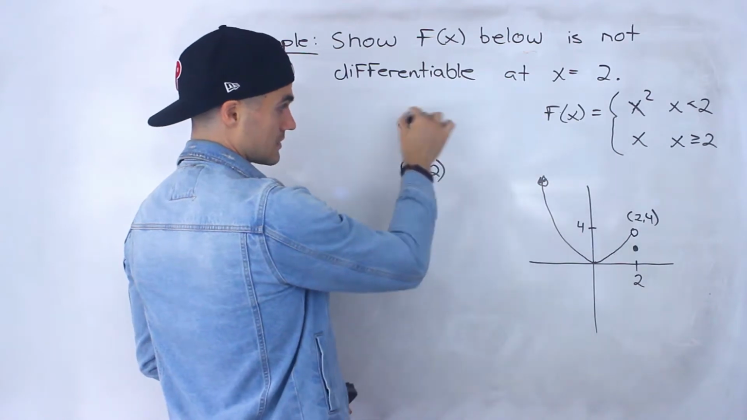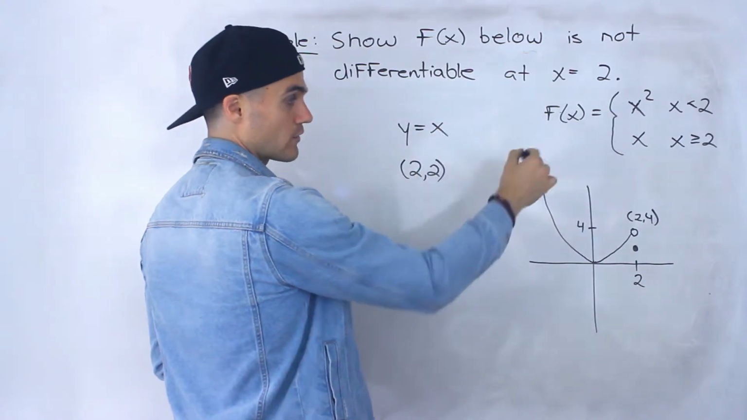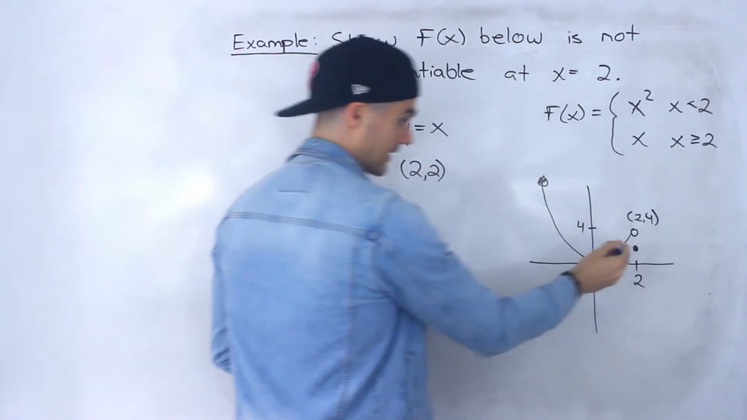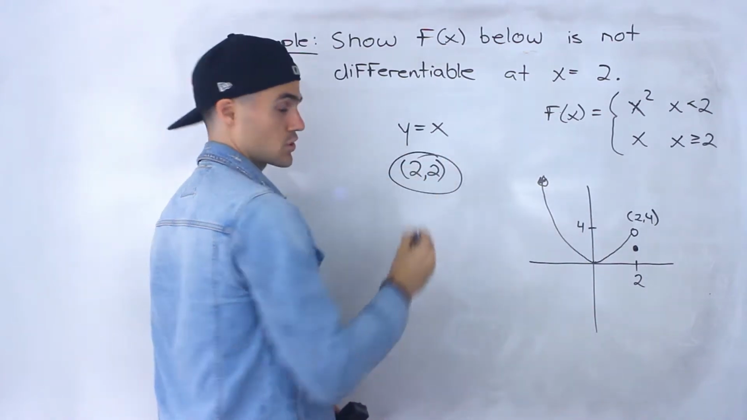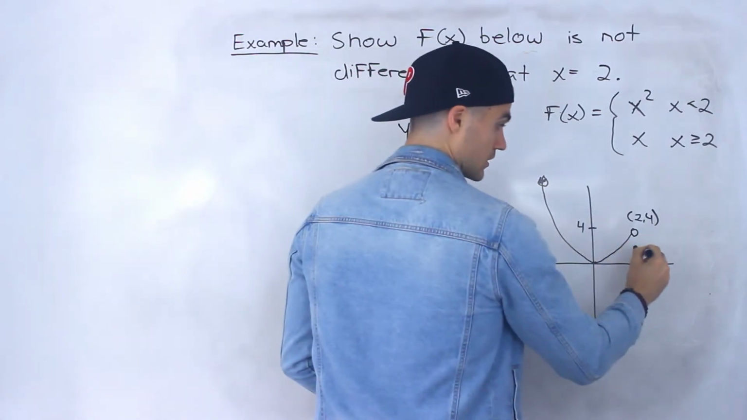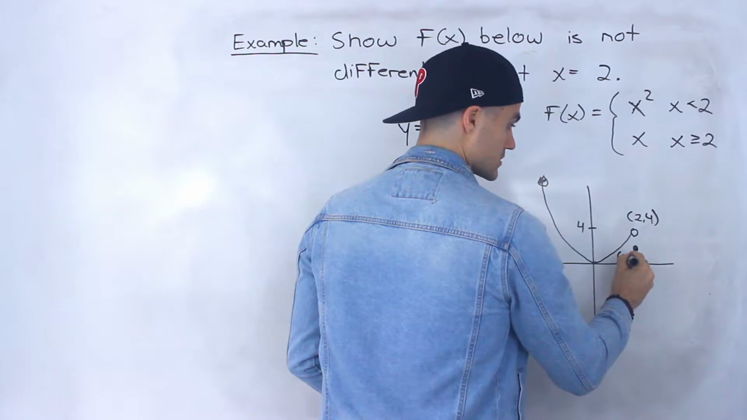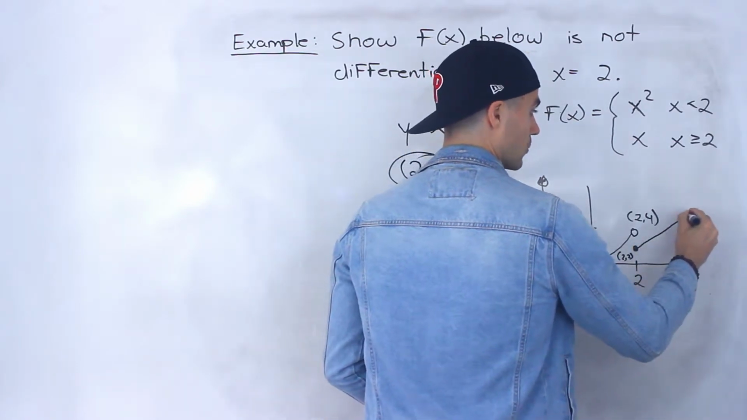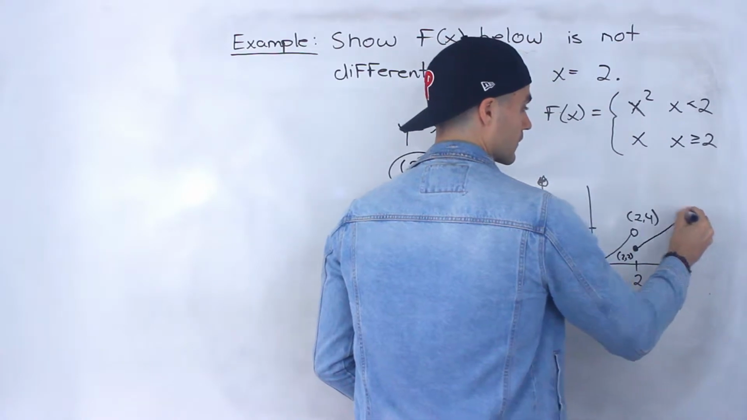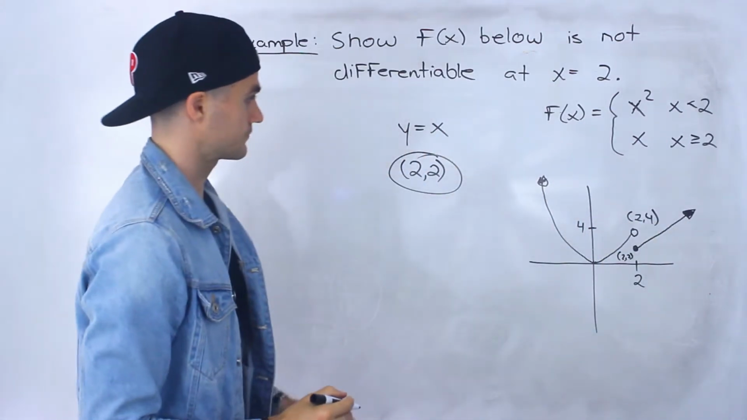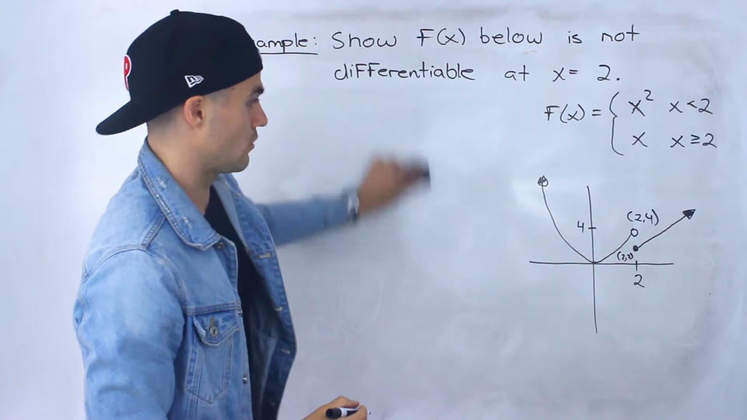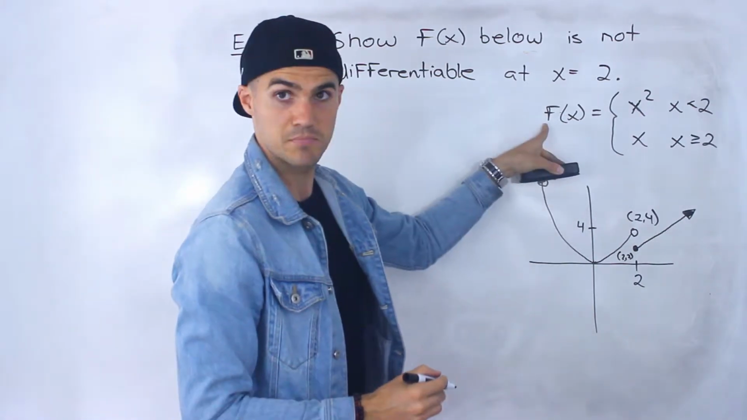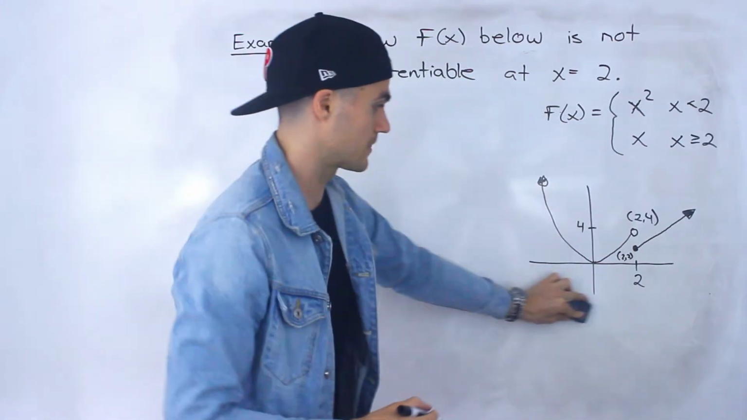It's this line y equals x when x is greater than or equal to 2. And then at an x value of 2, there's a coordinate 2 and 2. So this coordinate here is 2 and 2. And it's just going to be a line with a slope of 1 going up like that. Okay, so that's how this piecewise function looks.